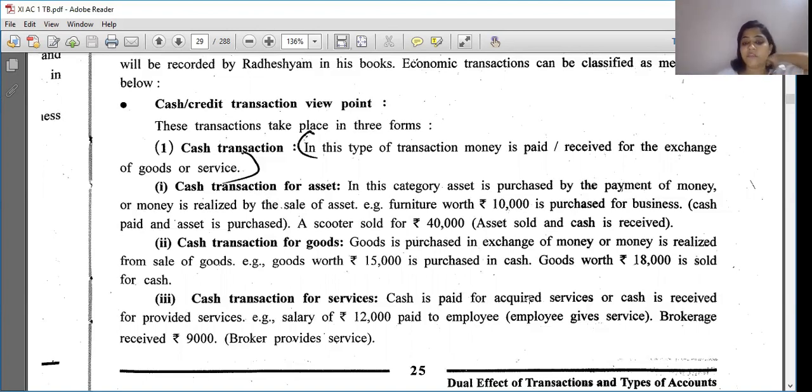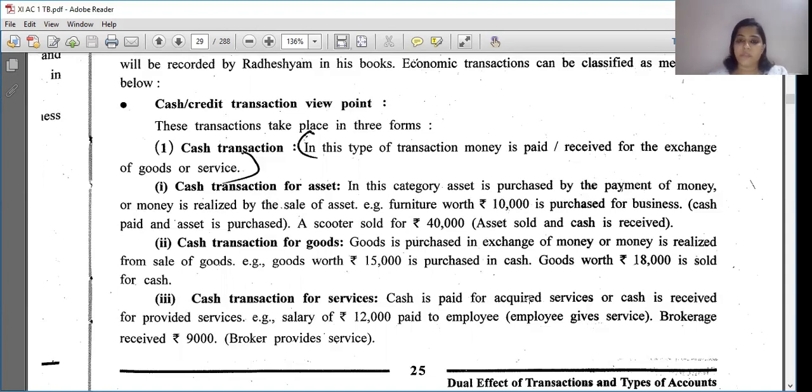Now, cash transaction for service. Cash is paid for an acquired service, or cash is received for a service provided. Example: salary paid to an employee. We are paying salary to an employee. The employee has given us a service and that's why we are paying the cash. Right. And brokerage received, rupees 9,000.